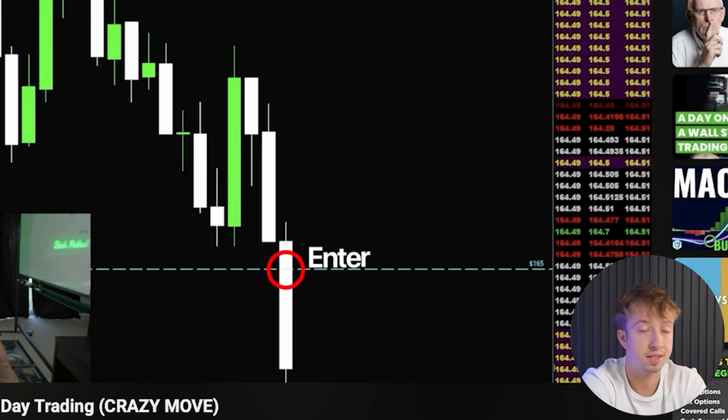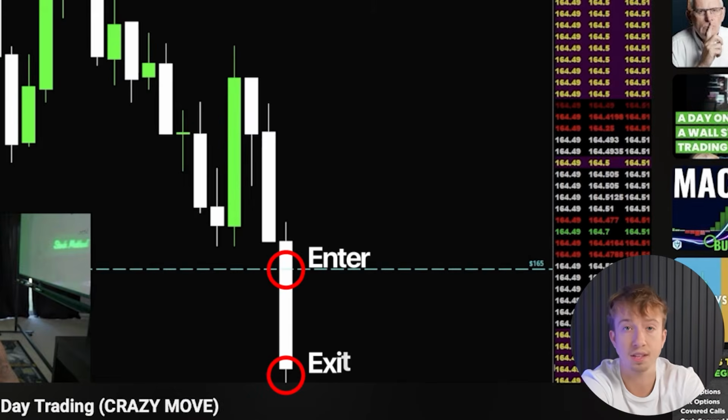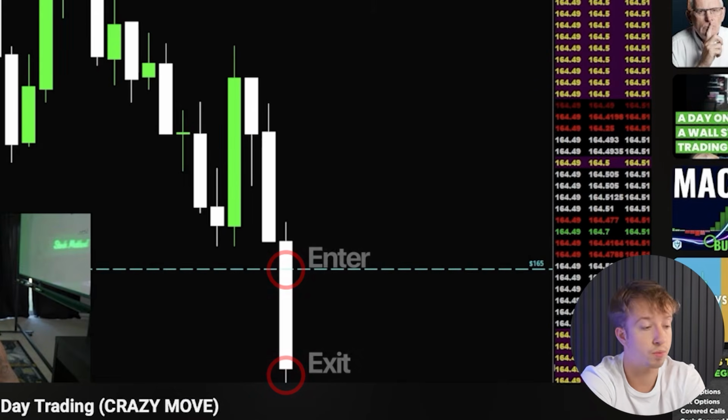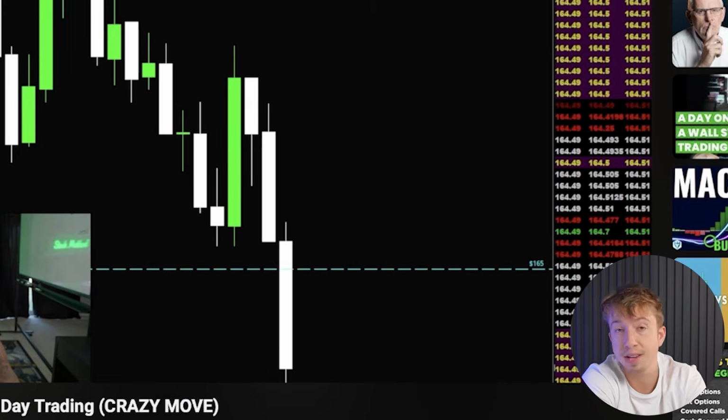So before I show you guys the actual live trade of this, I'm gonna break down each step of my strategy so you guys can follow along. And as you guys can see, this is exactly where I entered, and then this is exactly where I exited. And all I did was just wait for the breakout of this key level. That's basically my entire strategy. But it gets a little bit more complicated than that. So let's go into how to find the key level.